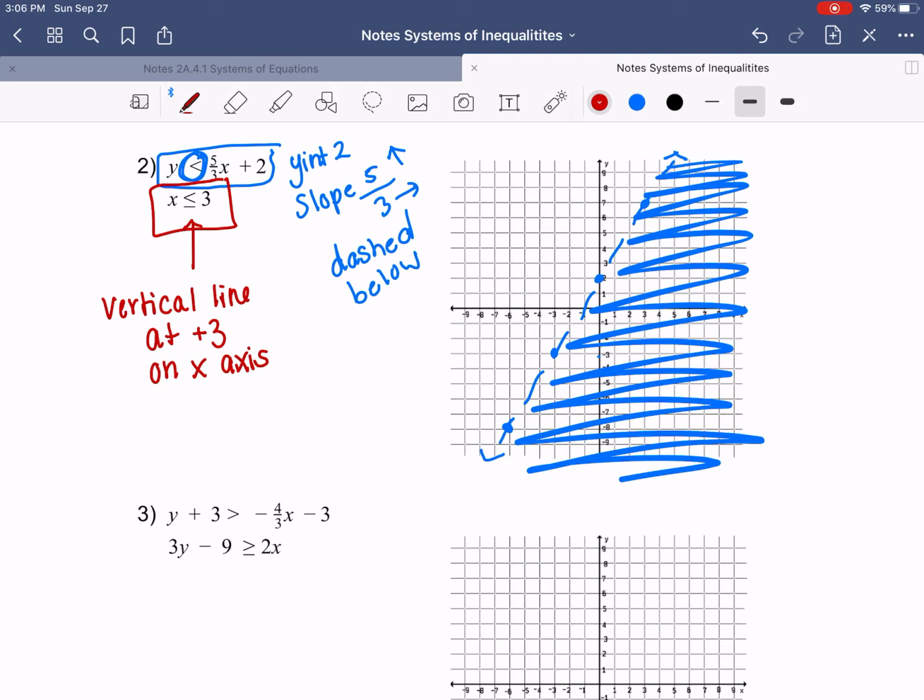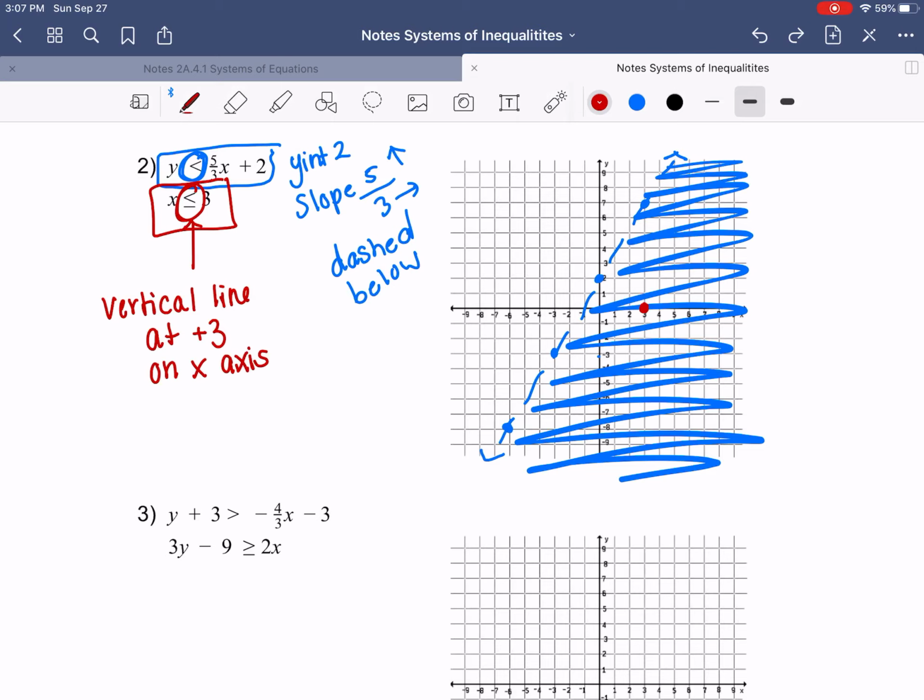So you go to 3 on the x-axis, you put a point, and this is going to be a vertical line. It's just going to go straight up and down through that point, right? We have to decide, though, if it's going to be solid or dashed. The reason why it's a vertical line is because every point on here, no matter what the y is, the x is always 3. This is 3, 1. This is 3, 2, 3, 3, 3, 4. The x is always 3 here. So that's why it's a vertical line, not a horizontal line.